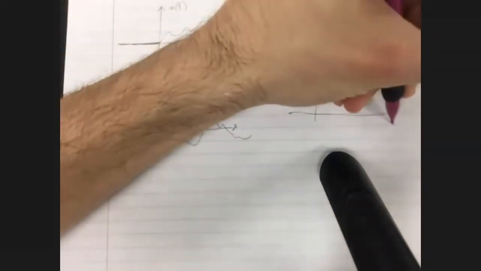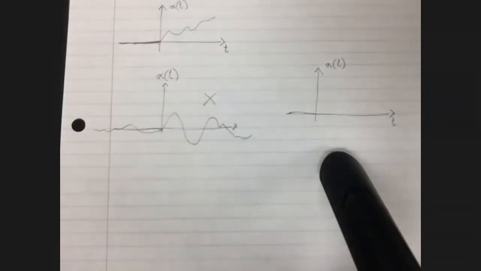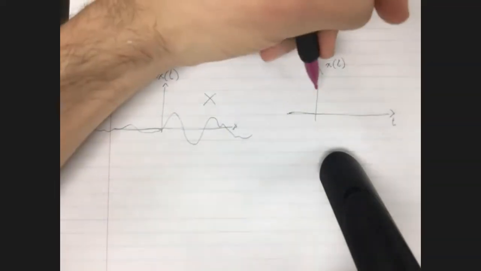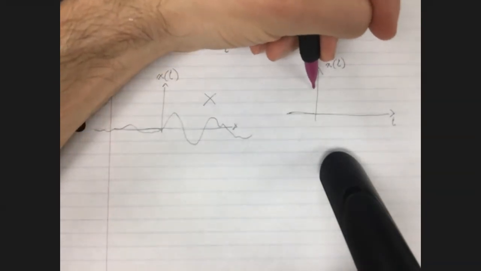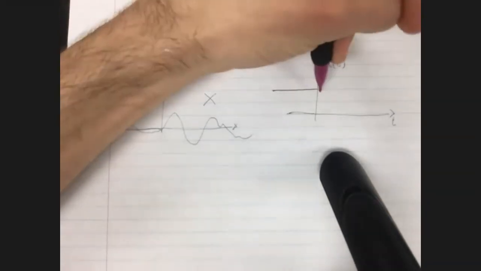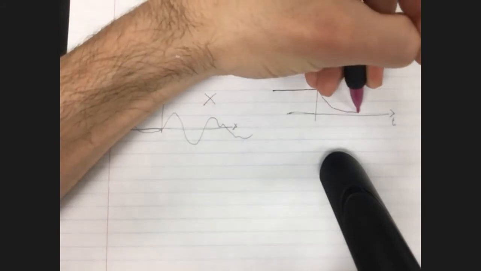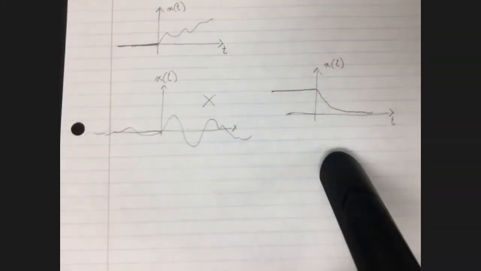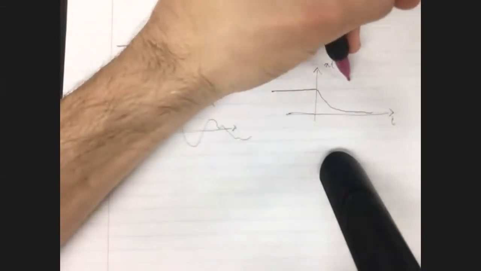Let's see. So x of t versus t. And so another one that, for example, in circuits, sometimes you're looking at a circuit that is already charged, like it's pre-charged. And then afterwards, it uncharges like that. That would be considered a non-causal signal right there.